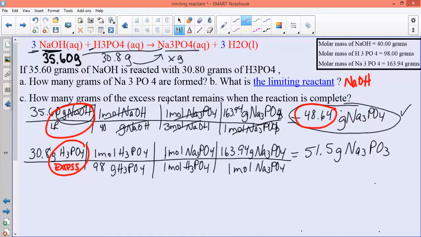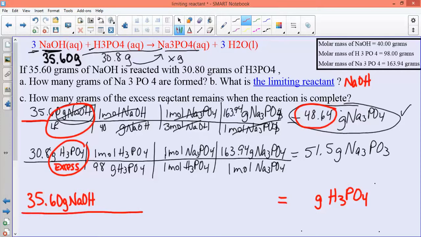Now for C part, how many grams of the excess reactant remains when the reaction is complete? Well, phosphoric acid is my excess, so I want to find out how many grams of phosphoric acid will be used if I use all of my limiting reactant. 35.6 grams of sodium hydroxide. And I want to do a mass to mass, to grams of phosphoric acid. So I'm going from my limiting reactant to my excess reactant. And I will compare how much I used, which I'll find in the problem, to how much that I started with, given in the problem here.